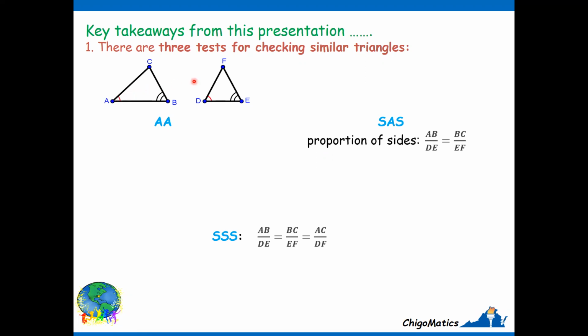Then A and D are equal. That's the first pair. B and E are equal. That's the second pair. Hence, AA is satisfied. Then when it comes to the side angle side, we are saying here is the angle, which is angle B, which is equal to angle E.